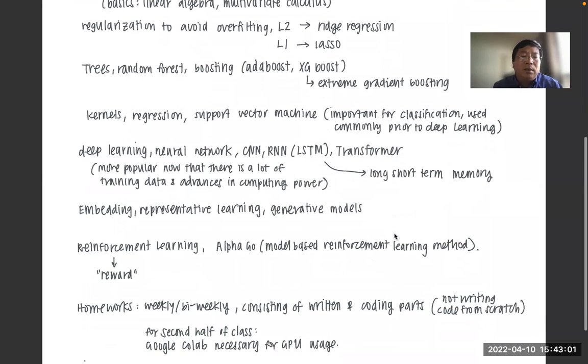And nowadays, deep learning is really transforming artificial intelligence and also transforming our life. So it is very popular, especially for the tasks where we have a lot of training data. And also nowadays, we have much better computing power in the GPU, the graphical processing units, which enables powerful parallel computing.